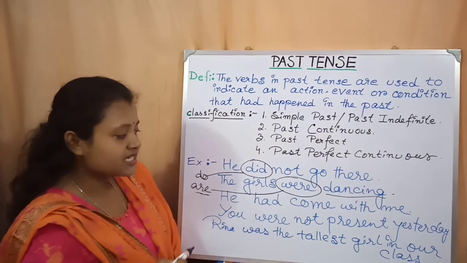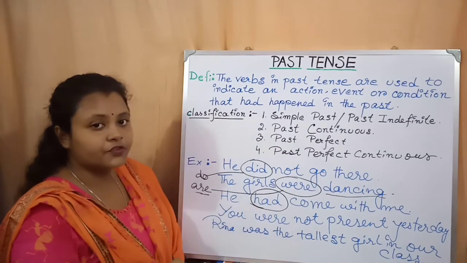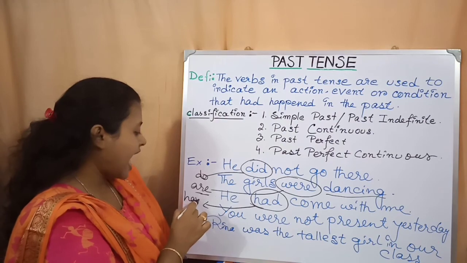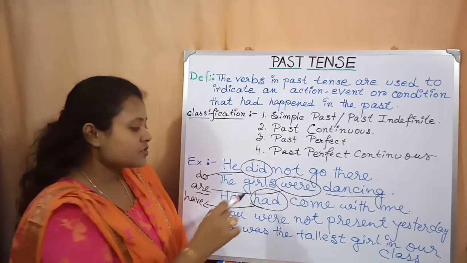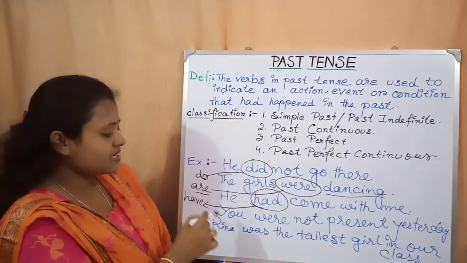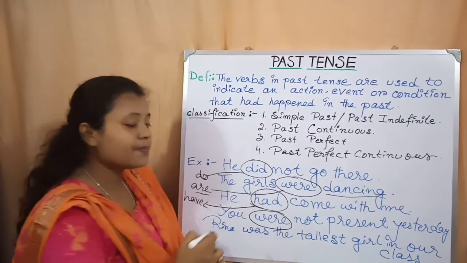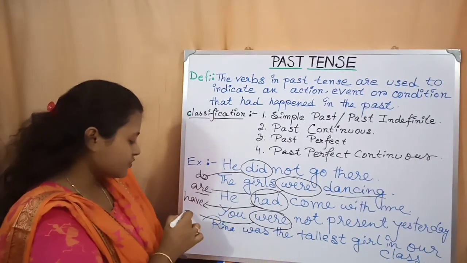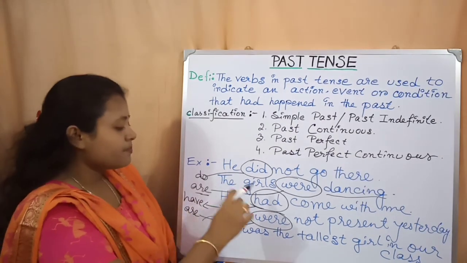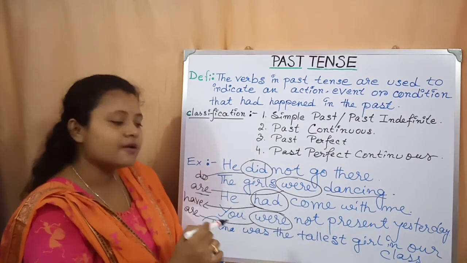Next, he had come with me. Here had come. The auxiliary verb or to be verb had, it is the past form of the verb have. Have is the present form. So that's why this sentence is also written in past tense. Now come to the next sentence. You were not present yesterday. Here were. Were is the past tense of the verb are. To be verb is are. So that is why the sentence is also written in the past tense.